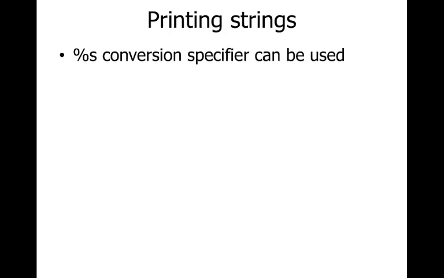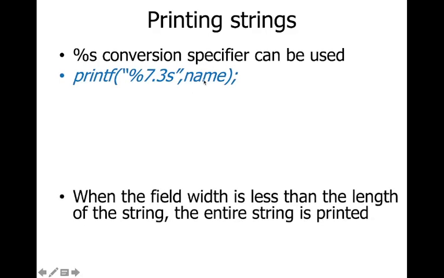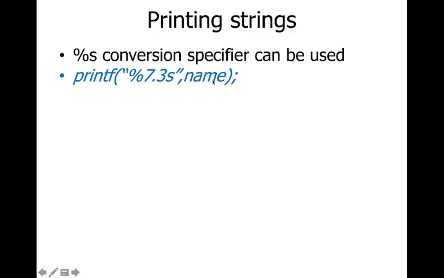Okay, so to print strings we will be using percentage %s. For integer we have already seen this is percentage %d, or for long int it is percentage %ld, like that we have seen different conversion specifiers. So here percentage %s as a conversion specifier can be used to print the string. I have already told about this in a previous lecture. So this is an example, printf percentage %7.3s name. So name is a string array.